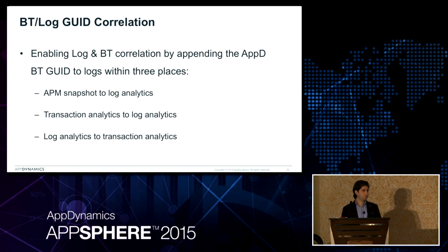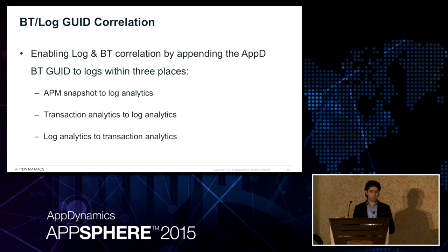There are 3 main flows already built into the product. Flow number 1, you can go to the APM snapshot, which most of you are familiar with, and then there is a search log button. You click on that, and then we take you to log analytics. We show you all the logs available for that specific BT.